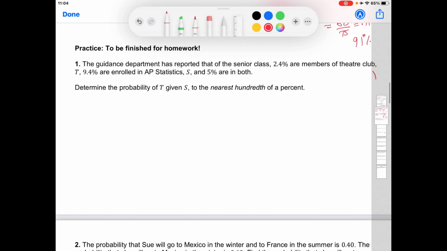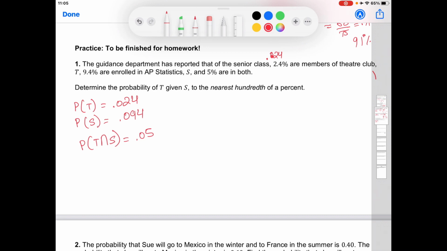Okay. Number one, the guidance department has reported that of the senior class, 2.4%, I'm going to start converting them into decimals, which is 0.024, are members of the theater club. So let's write this down. Probability they're a member of theater is 0.024. 9.4% are enrolled in stats, so the probability they're enrolled in stats is 0.094, right? And then 5% are enrolled in theater and stats, which is 0.05.